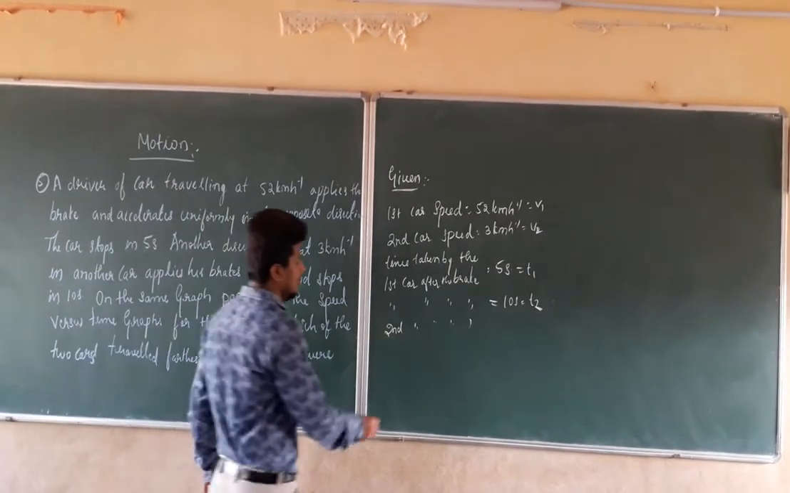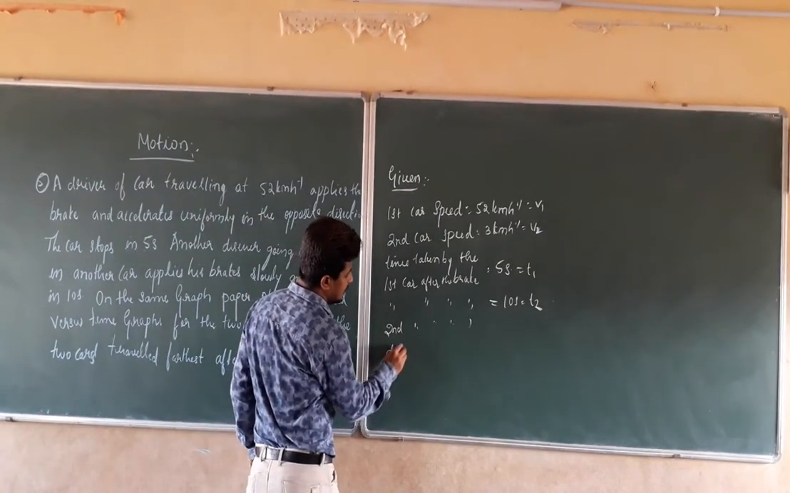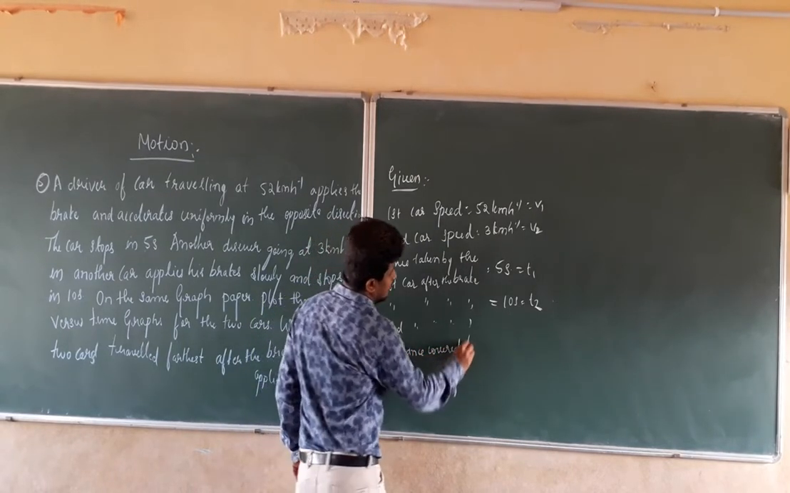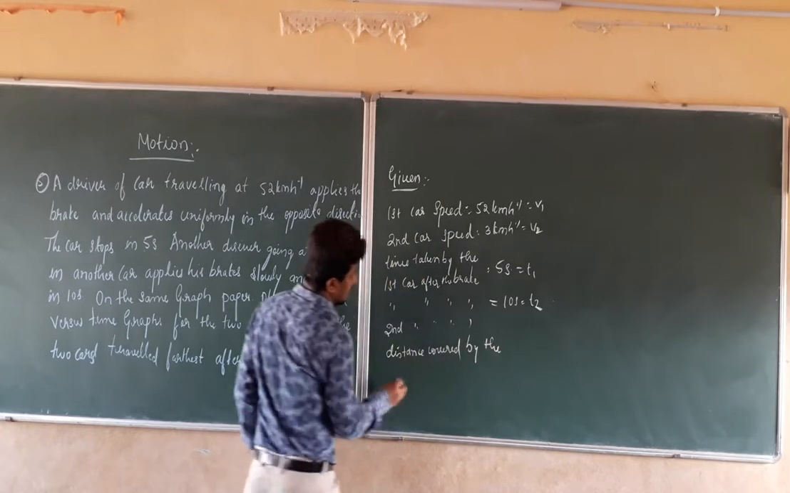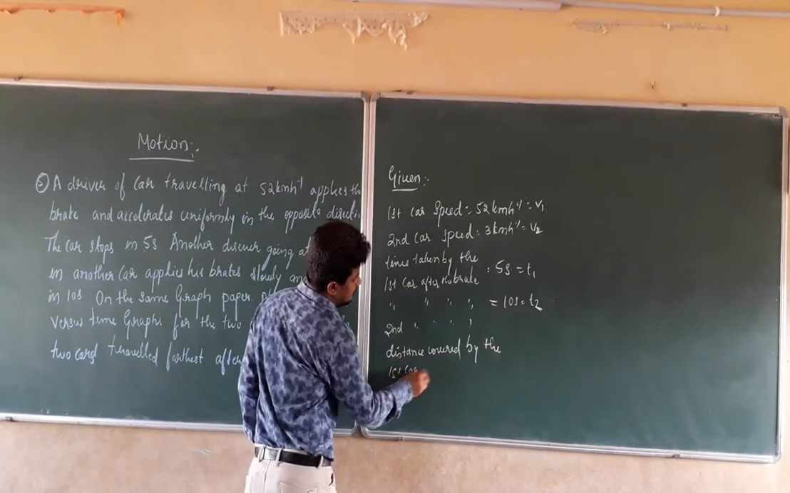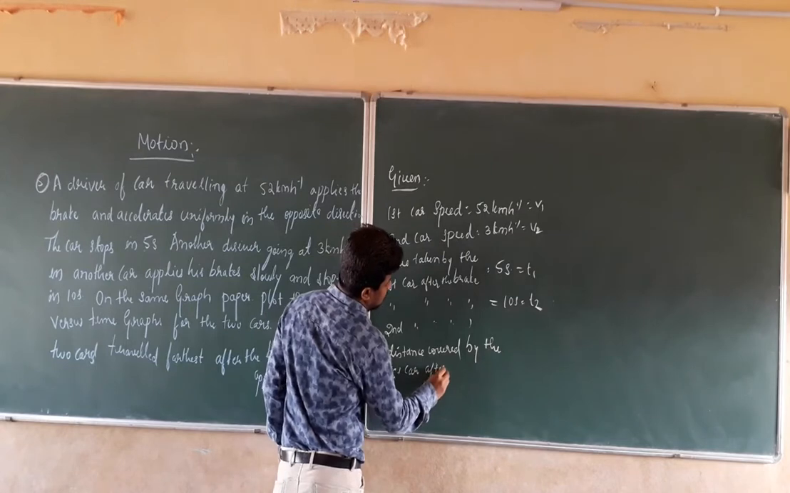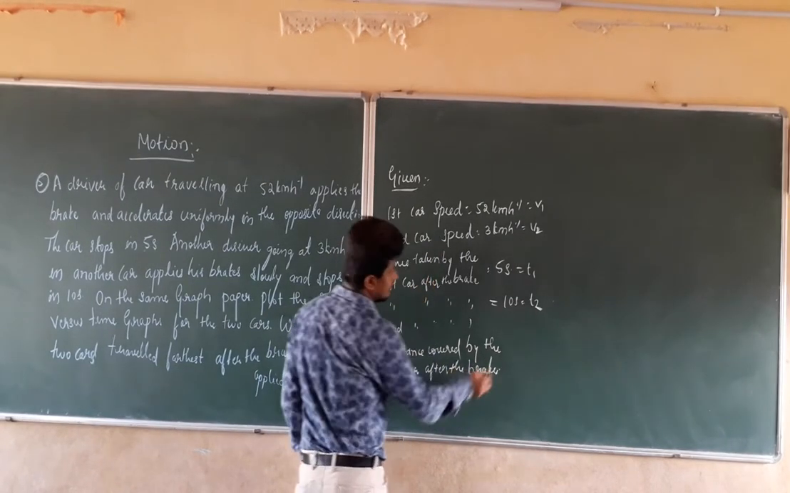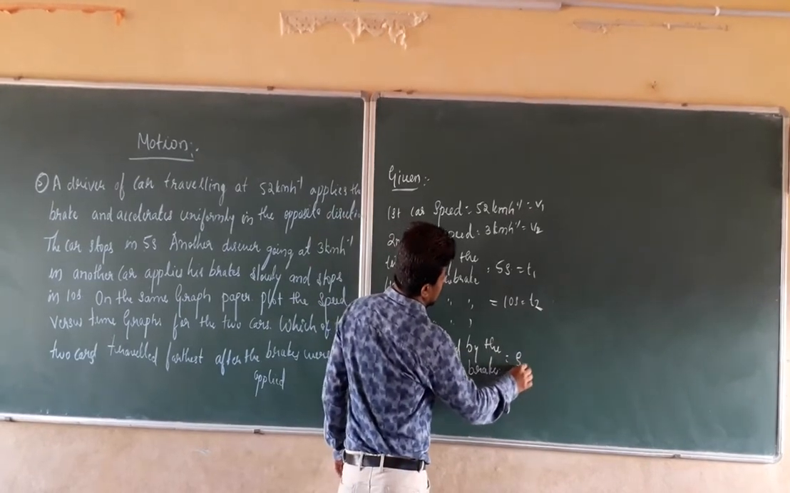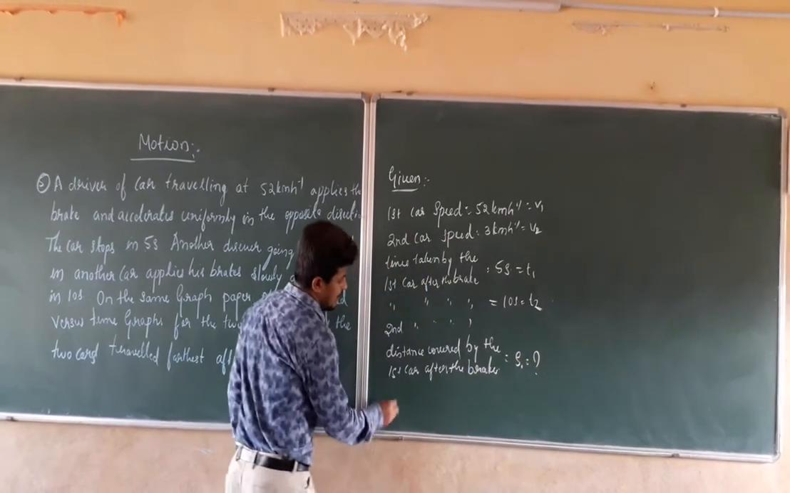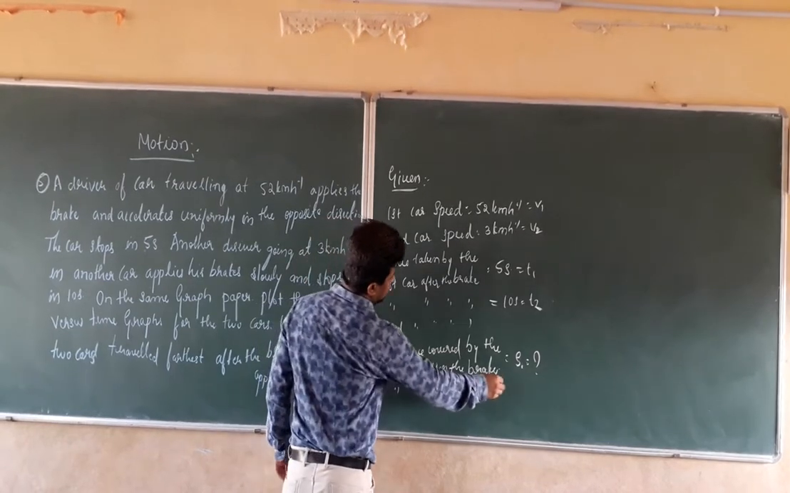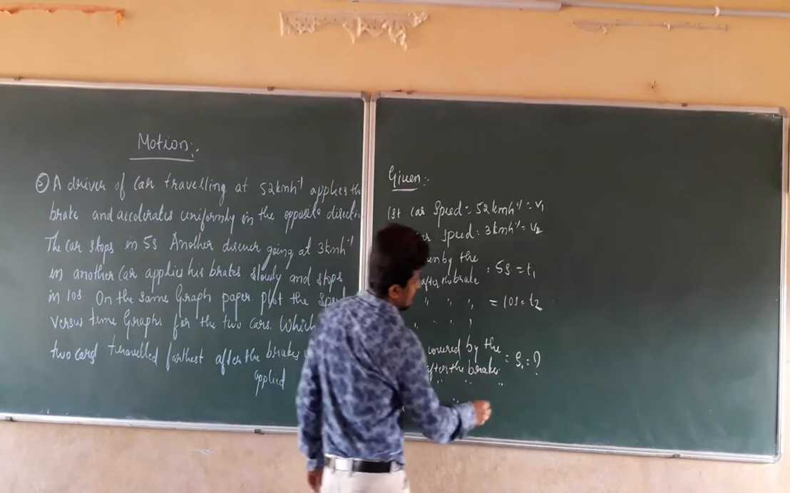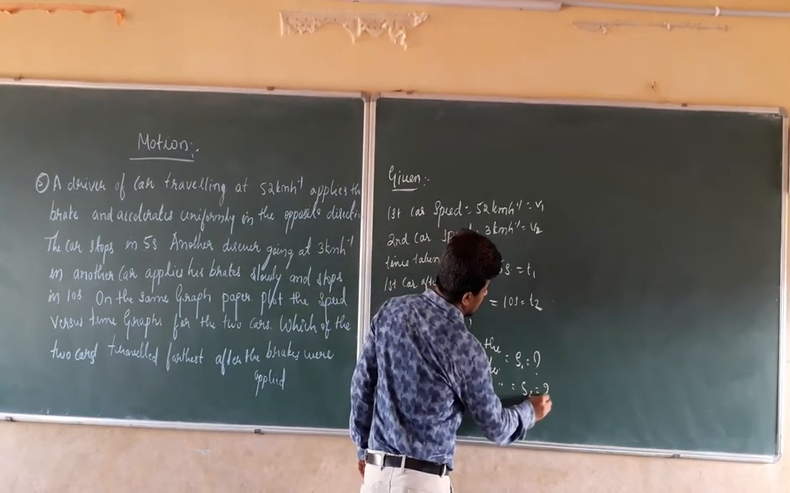We have to calculate the distance covered by the first car after the application of the brake. That is S1, equal to question mark. In the same manner, the distance covered by the second car after the application of the brake is S2, equal to question mark.